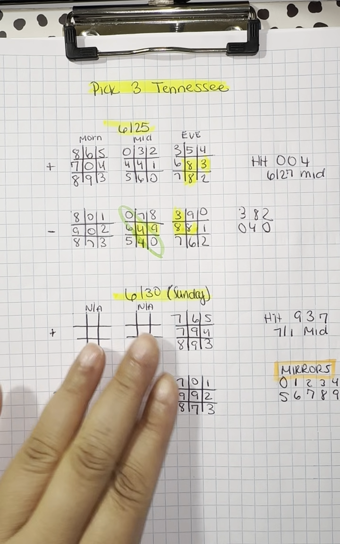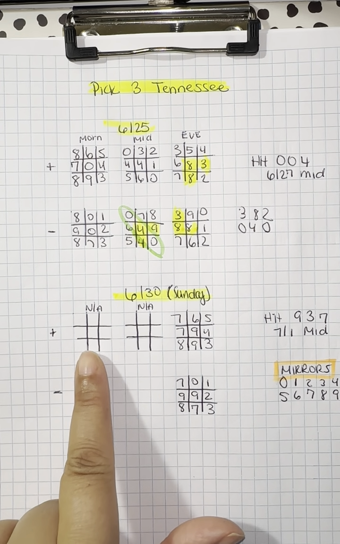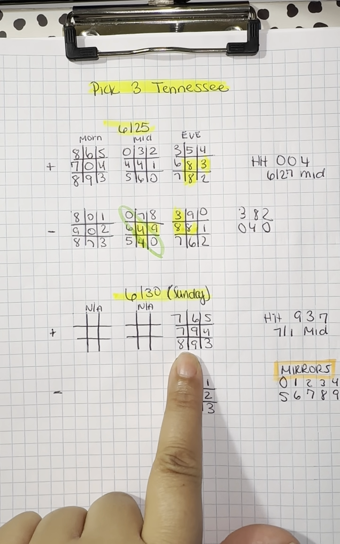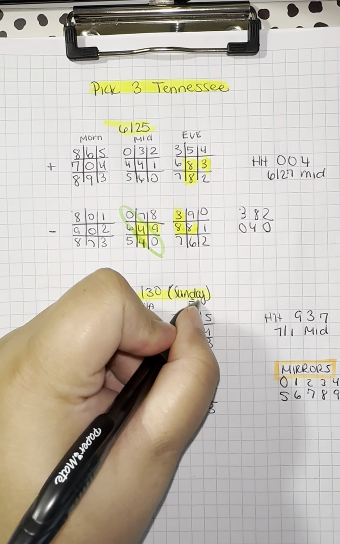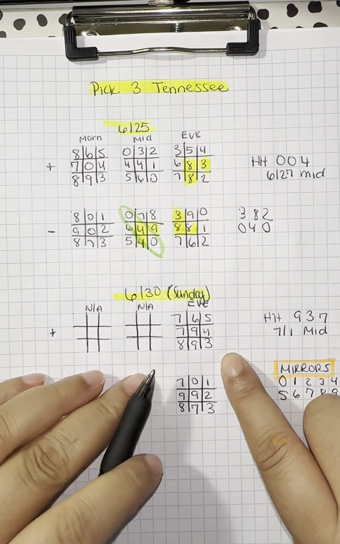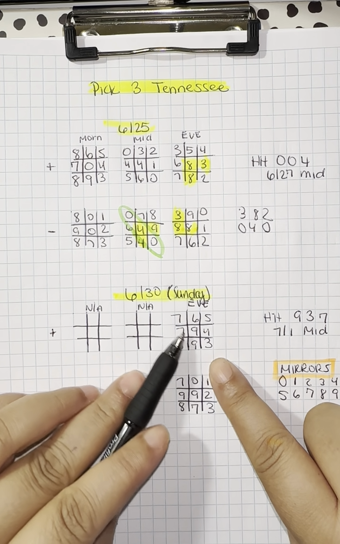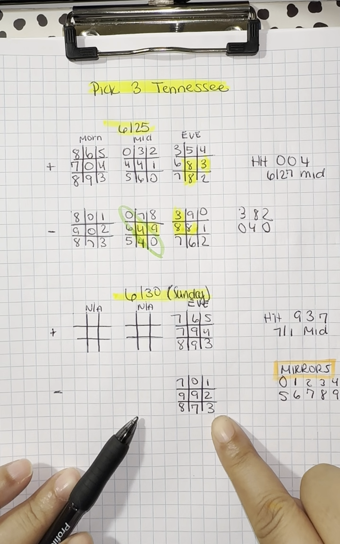So let's go here. We're going to go to June 30th, Sunday. Now for Sunday, you guys don't have a morning or a midday. It's just your evening game, okay? Just evening, all right? That's fine. So I did the same thing. I did the plus for 793, which was the hit. I did a plus and a subtraction.